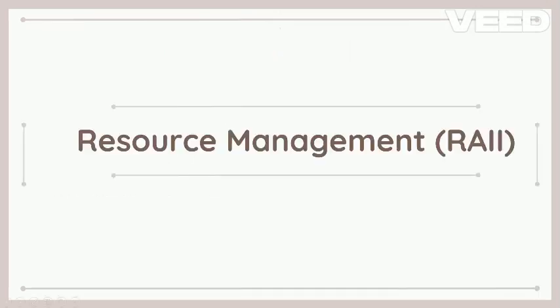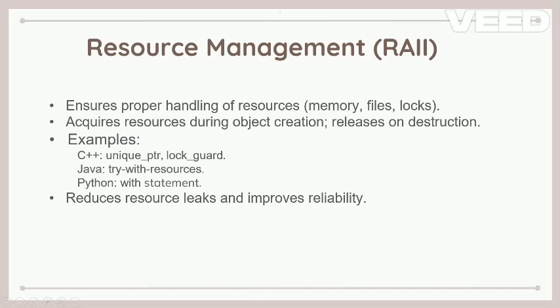Resource management, RAII, is an essential part of programming, especially for handling memory, files, or logs. The RAII, resource acquisition is initialization, pattern ties resource management to the lifespan of objects. When an object is created, it acquires the resources, and when it is destroyed, its resources are released automatically. This is seen in C++ with tools like unique_ptr and lock_guard. In Java, we have try-with-resources, and in Python the with statement. This pattern reduces the chances of resource leaks and makes the code more reliable.